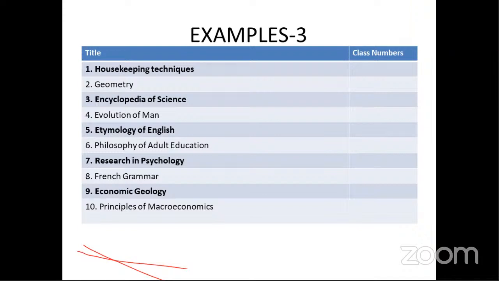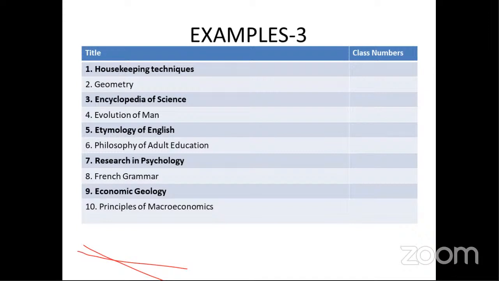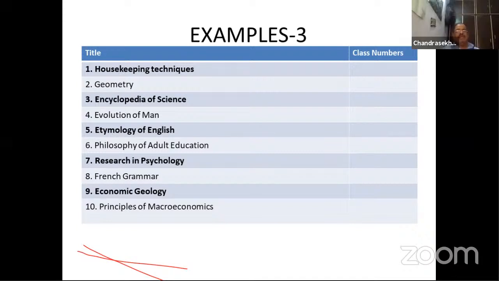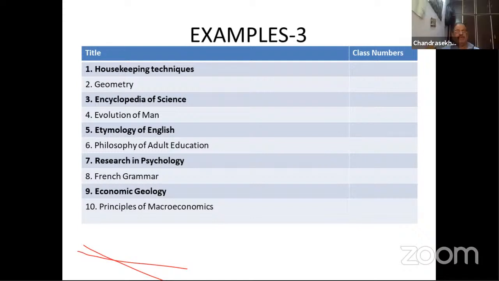4 is English language. 400 is English language. 422. 42 is English language. So then go to table number 4, etymology. All subdivisions of table number 4 are subdivisions of individual languages, so they are applicable to main class 400. The subdivisions from table 4 are applicable to 400.